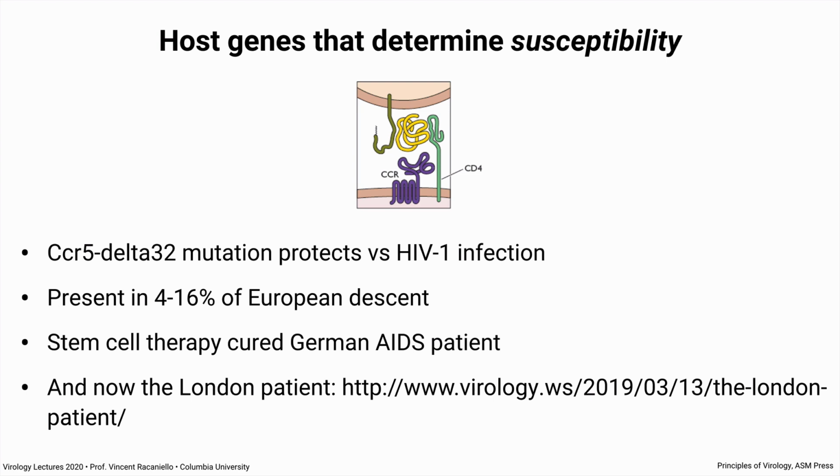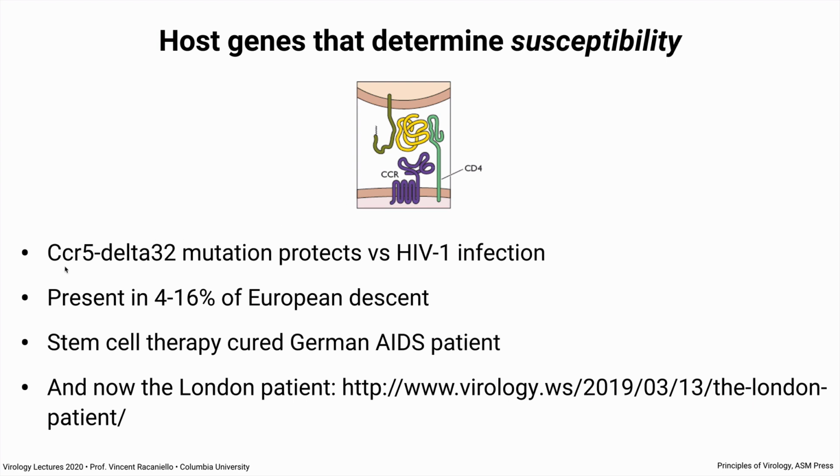Another host gene involved in viral disease is one that controls susceptibility. That is the ability of a virus to get into a cell. And this is in one of the receptors for HIV. And this is a figure we saw a while ago. At the top is HIV glycoprotein binding to its two receptors, CD4 and one of the CCRs. It can be CCR5 or CXCR4. In this case, the gene is the CCR5 gene that we're looking at. Both are needed for virus entry.